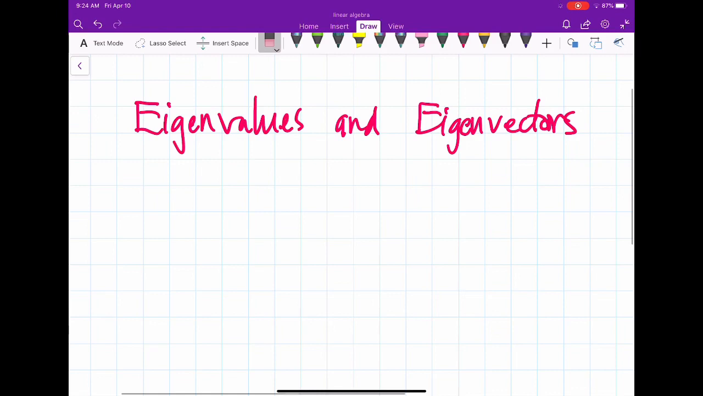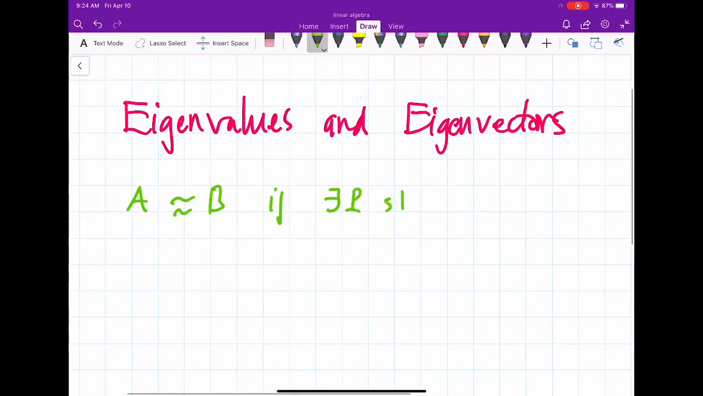In the previous video, we studied similarity of two matrices. We say that two matrices A and B are similar if there exists a matrix P which is invertible, such that A is equal to P to negative 1, B, and P. And we say that A and B in this case are two representations of a linear transformation in different bases.